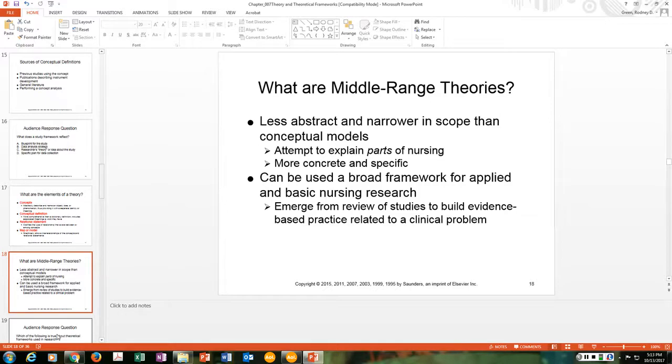They're narrower in scope than conceptual models, or grand nursing theory. They attempt to explain parts of nursing, not all of nursing. They're more concrete and specific. Middle range theories can be used as a broad framework for applied and basic nursing research. They emerge from a review of studies to build evidence-based practice related to a clinical problem.